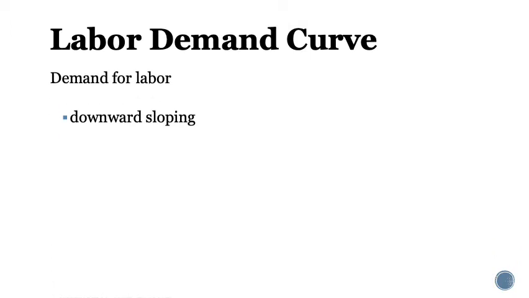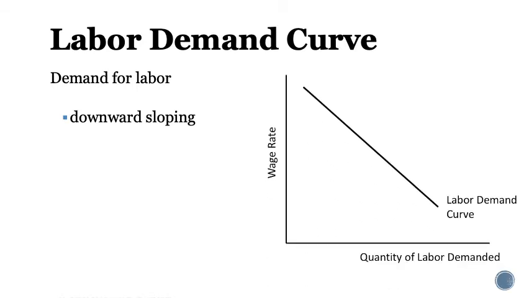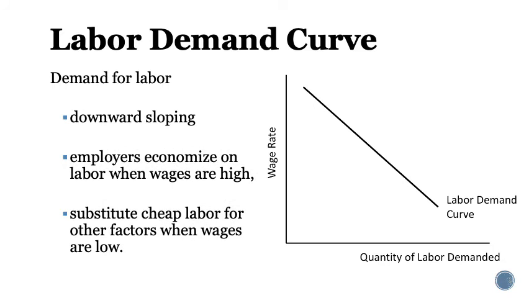And as we see, the demand for labor is a downward sloping curve. And this is exactly the same curve that we have seen in chapter 3, and this is because employers have an incentive to economize on labor when wages are high, while they will tend to substitute cheap labor for other factors when wages are low. So, when wages are low, the employers are going to hire more and more workers, replacing technology, for example. But when the wages are high, employers tend to economize on labor and hire less and less workers. So that is why this demand curve is downward sloping, and the logic of this is the same as we have seen in chapter 3.